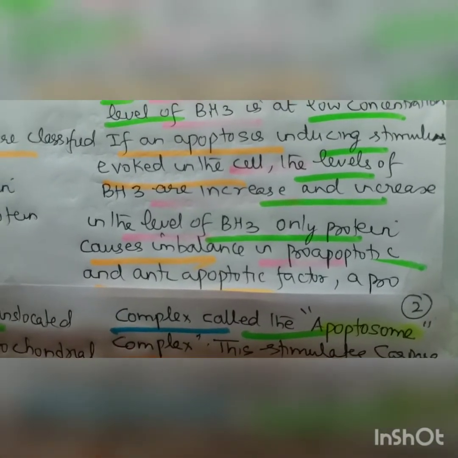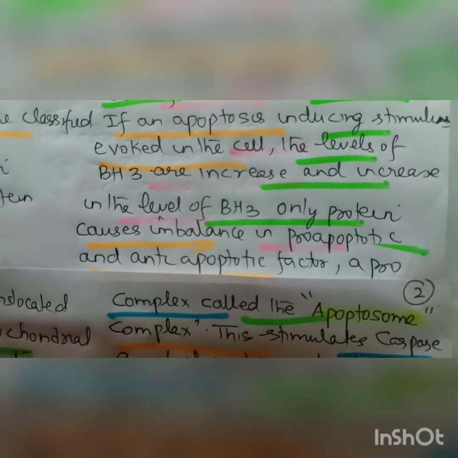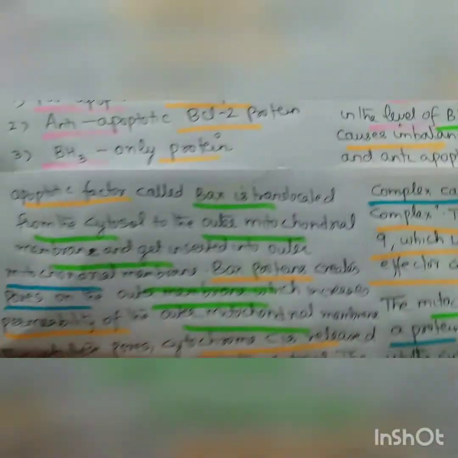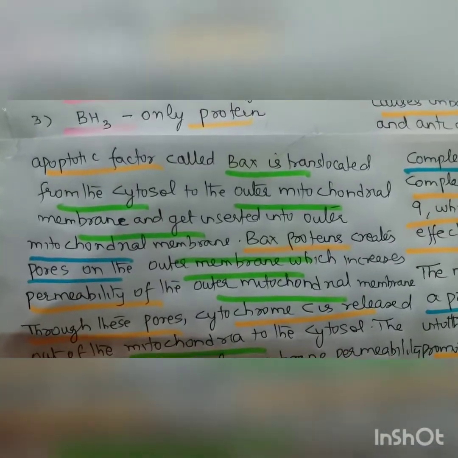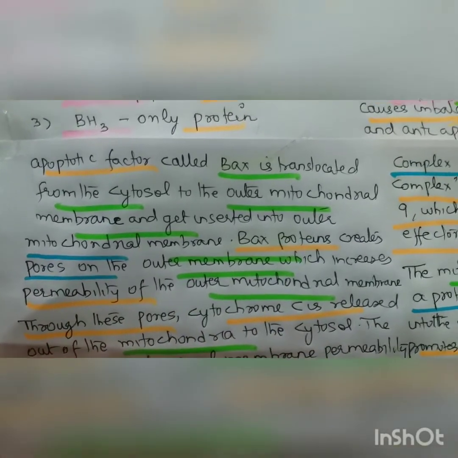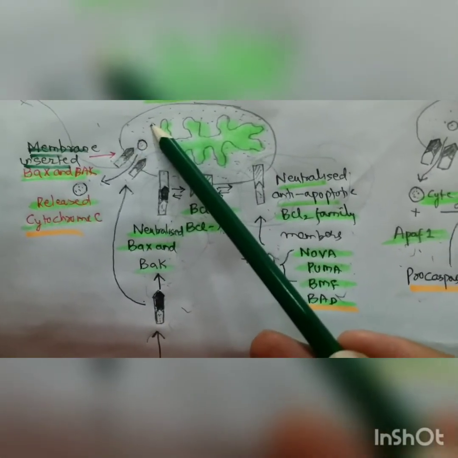And this increase in the level of BH3-only proteins causes an imbalance in the pro-apoptotic and anti-apoptotic factors. A pro-apoptotic factor called BAX is translocated from the cytosol to the outer mitochondrial membrane and gets inserted into it. When this imbalance occurs, BAX or BAK enters the outer mitochondrial membrane and releases cytochrome C.